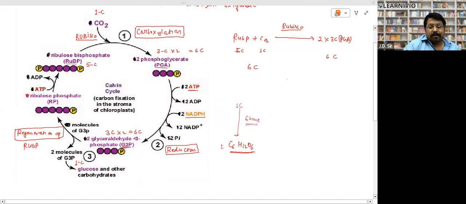So is that clear, or do you want any more explanation? If you want any more explanation, you are most welcome. Tell me. Go through it. If you have any doubt, I'll tell you. But you have to remember this cycle, at least this cycle.